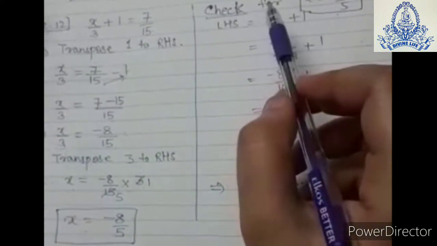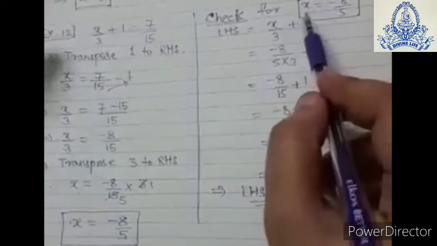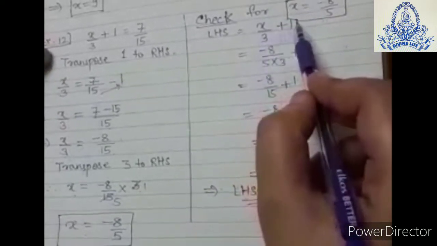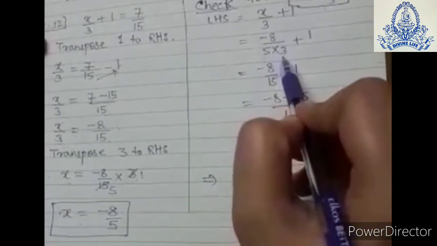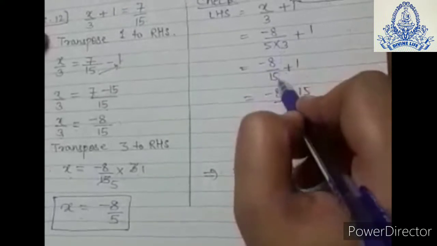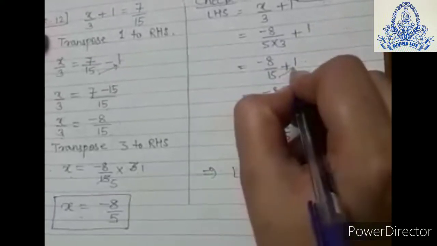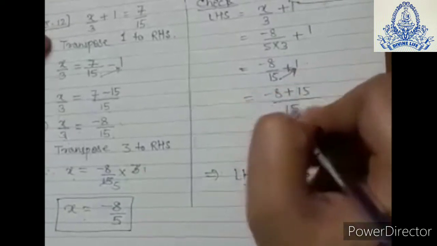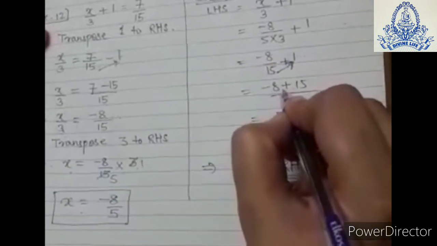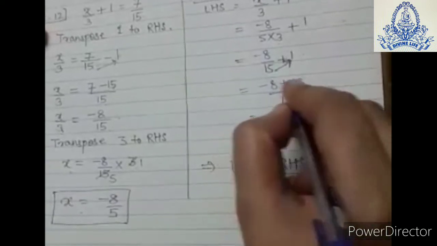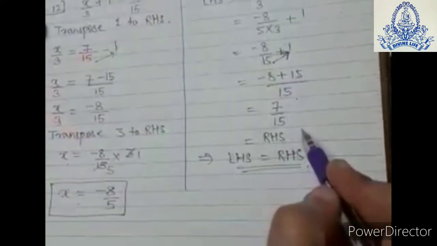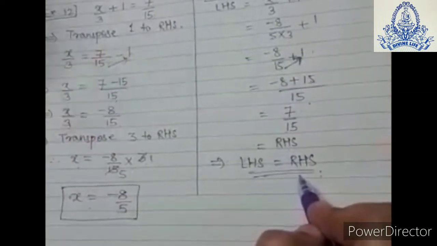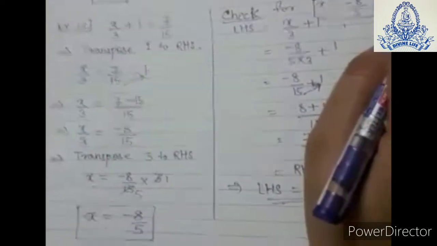So first we will consider LHS. Put the value of x in the LHS. x upon 3 plus 1, so minus 8 upon 5 multiplied by 3, because here 3 is in the denominator, plus 1. So minus 8 upon 15 plus 1. Again we will multiply 15 with this 1. Minus 8 plus 15 upon 15. Minus 8 plus 15 is 7. 7 upon 15. See, it is our required RHS. So LHS is equal to RHS. That means our value of x is right.